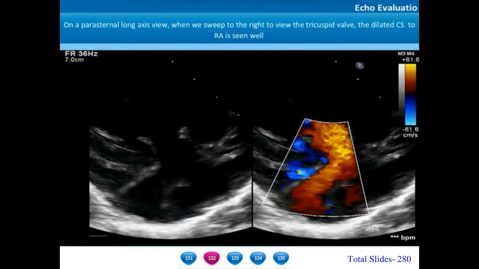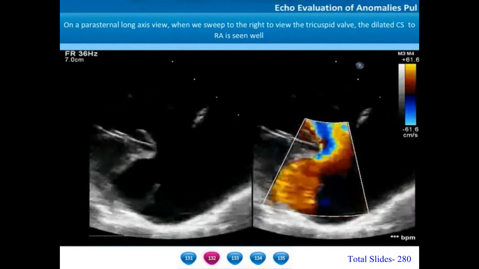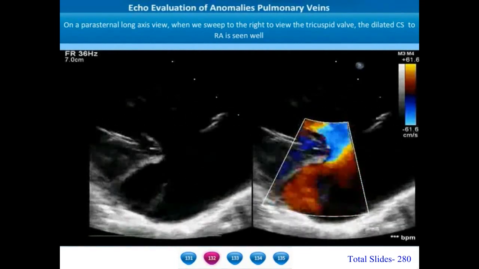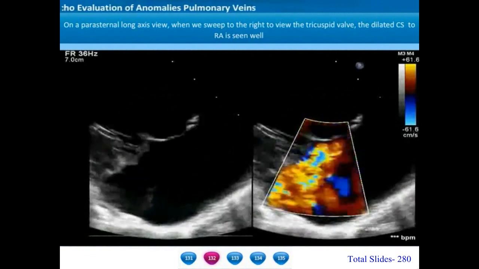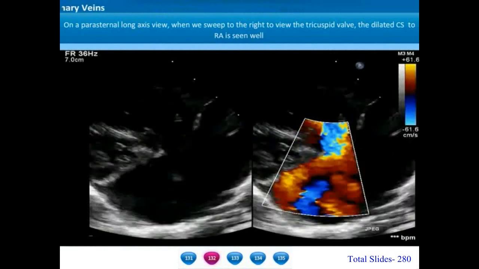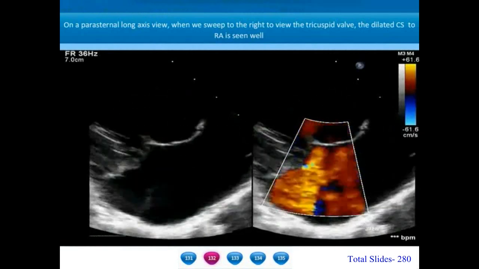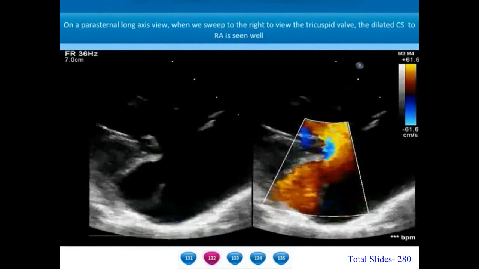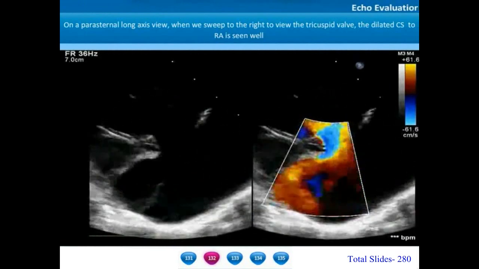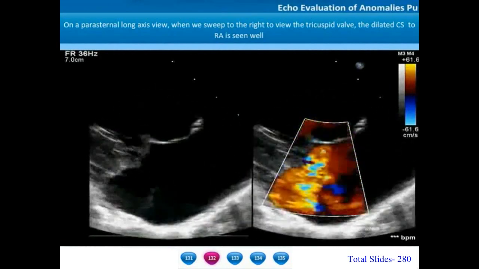On a parasternal long axis view, after you visualize the left ventricle, the aortic valve and the mitral valve, if you make a rightward sweep towards the tricuspid valve, you can appreciate the dilated coronary sinus in patients with coronary sinus type of TAPVC. The dilated coronary sinus will enter posterior to the tricuspid annular plane.